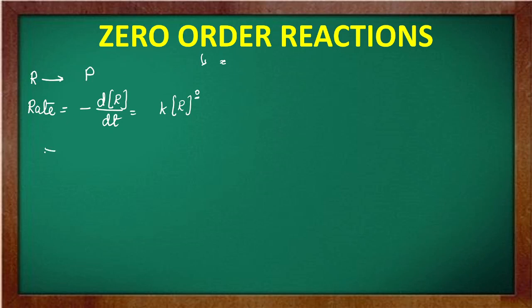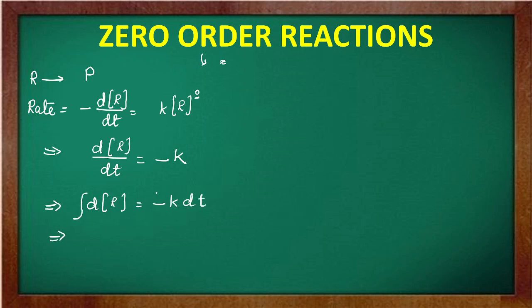Now if you rearrange it, you will get d[R] by dt is equal to minus k, since [R] raised to the power 0 becomes 1. Now do a cross multiplication, you will get d[R] is equal to minus k dt. After this, just put an integration sign here. Bring integration, and what you will get here is [R] is equal to minus kt plus I, where I is the integrating factor.